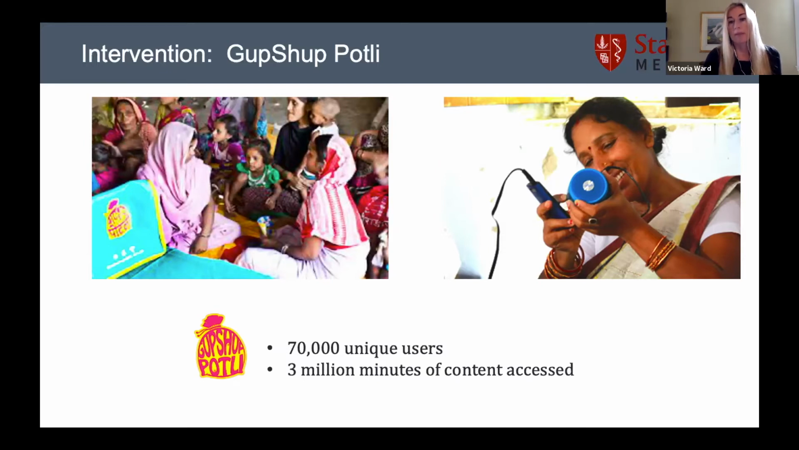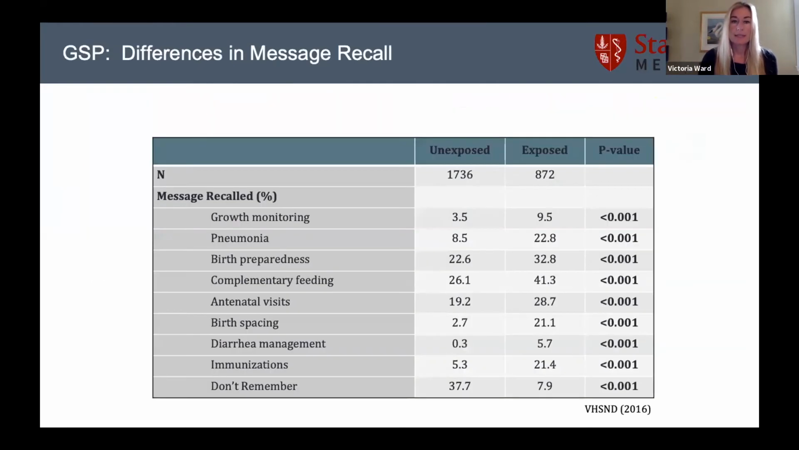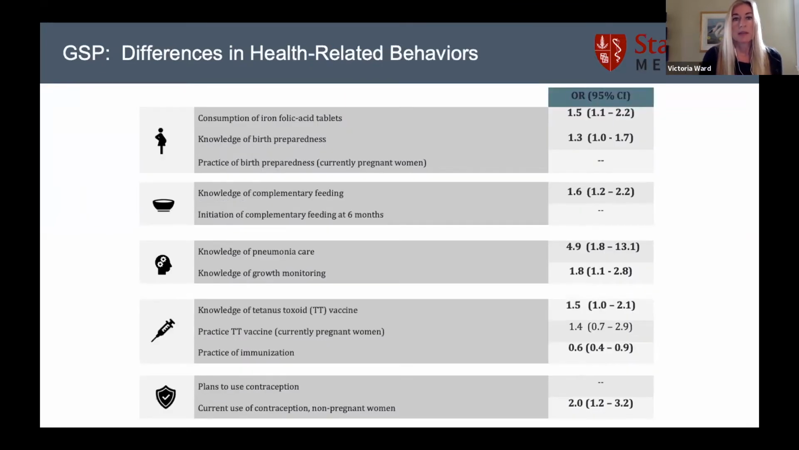And we studied whether, again, those led to significantly better knowledge, attitudes, and behaviors amongst the women who had been exposed to them. We see that this was used by 70,000 unique users. There were 3 million minutes of content accessed. And again, we see that there were better results for those women who were exposed to GSP. So more commonly, they remembered those messages across the continuum of care. They more commonly had better knowledge and sometimes better behaviors when they had been exposed.